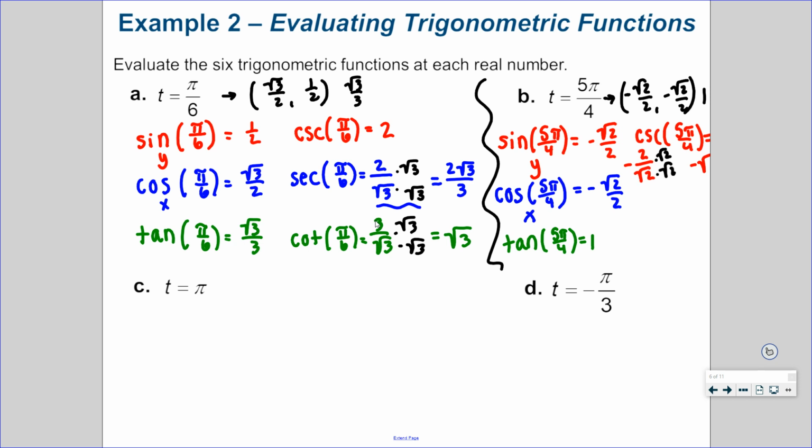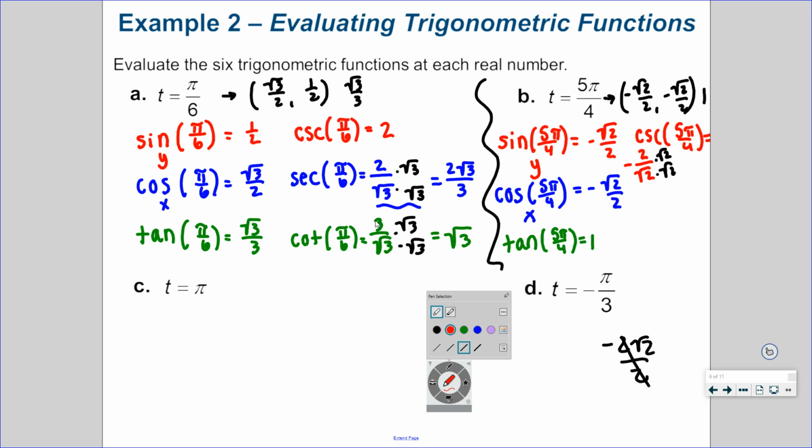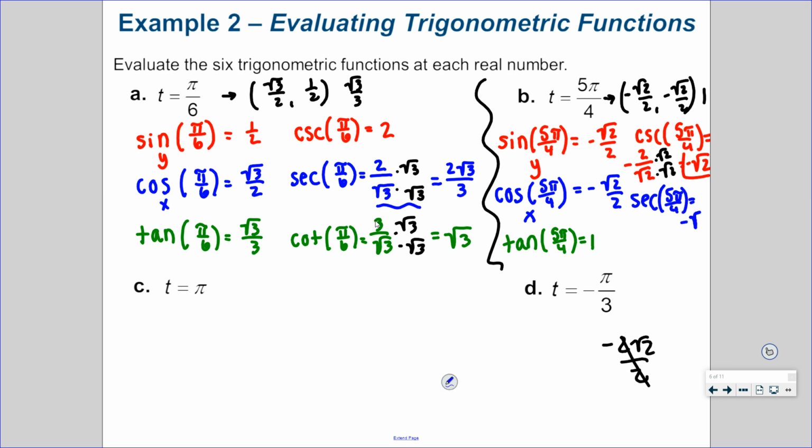You need to see the algebra. Rationalize it like that. You get negative 2 root 2 over 2. So it's just negative root 2. Okay, I'm going to kind of box that one so you see that. That's for cosecant. It would be the same for secant, right? We don't need to go through all that work again. Negative square root of 2.